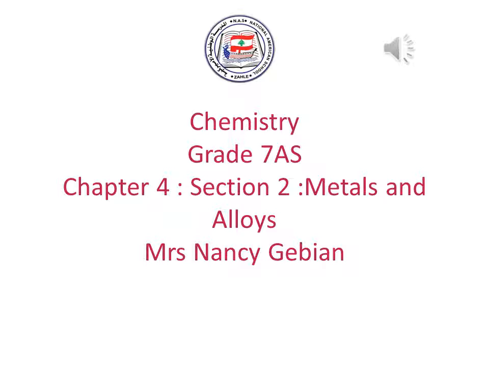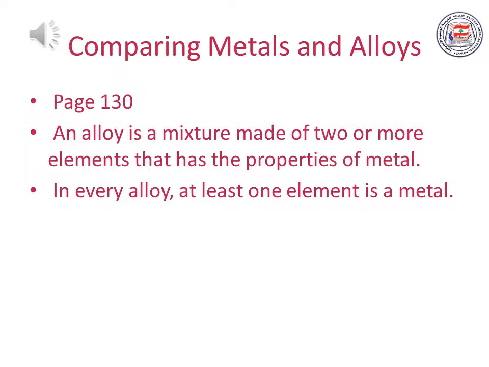Nancy. Today I'm going to start a new section in chapter 4, metals and alloys. The objectives of this section are: compare the properties of metals and alloys, describe how steels and other alloys are made and used. So please open your books, page 130.